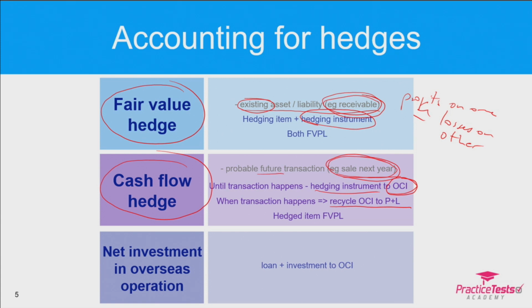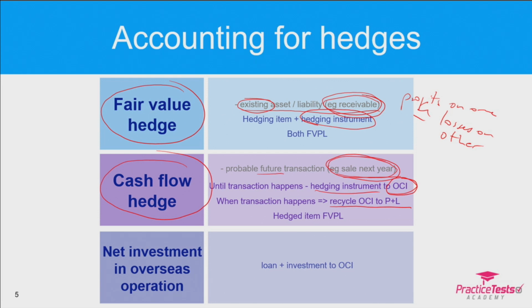So in summary then, until the transaction happens, you revalue the hedging instrument at the reporting period end and put that entry to the OCI. Then when the actual sale happens, for example, the underlying transaction happens, you take the entry out of the OCI and put it into the P&L. Then finally, we have net investment in overseas operations. In these situations, you never let any entries go near the profit and loss account. So every period end, you revalue both the loan and the overseas investment and put both entries to the OCI. And in theory, they should be pretty much netting out anyway, otherwise it wouldn't be a very effective hedge.